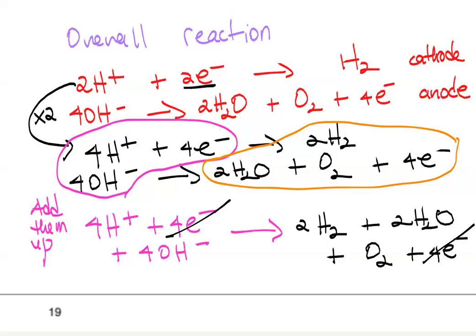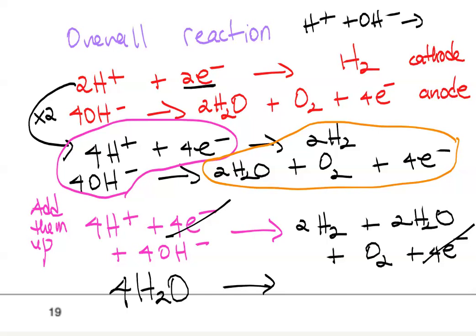So 4H plus and 4OH minus is actually 4H2O. How many of you see that? Because our H plus and our OH minus is H2O. All agree? So if I have 4H plus and 4OH minus, that's 4 water. Do you guys understand me?